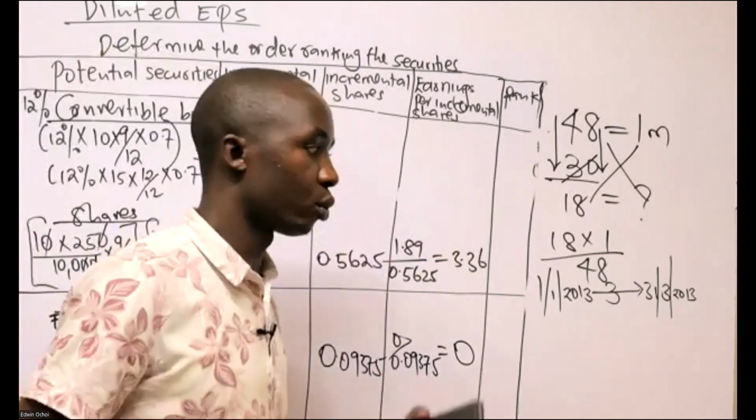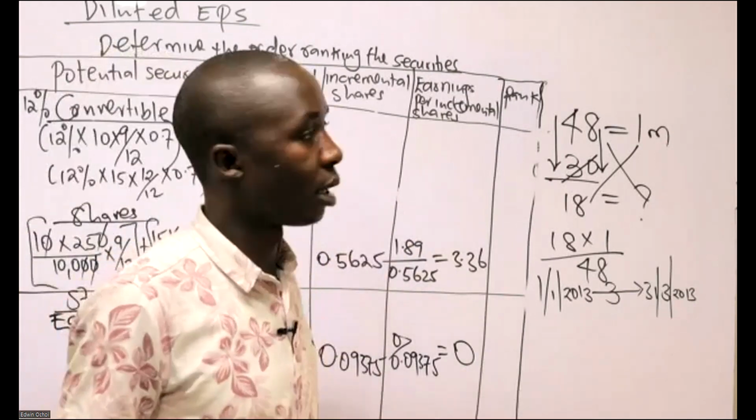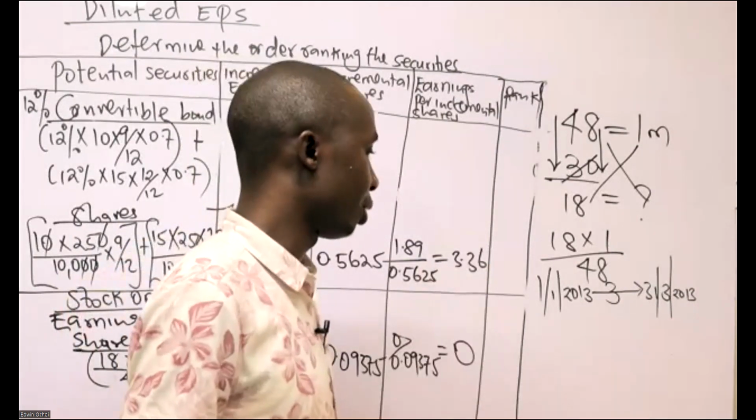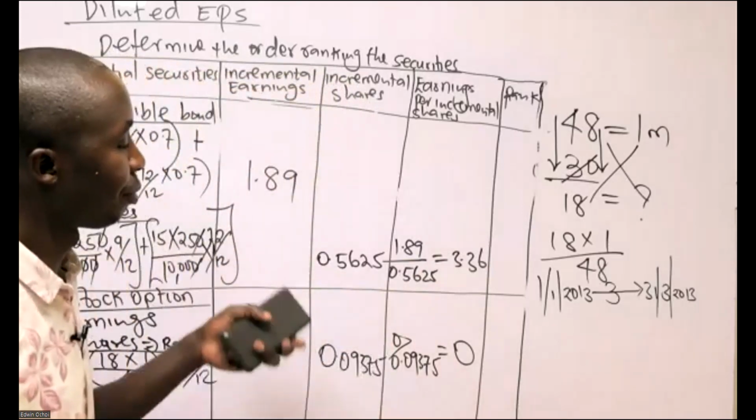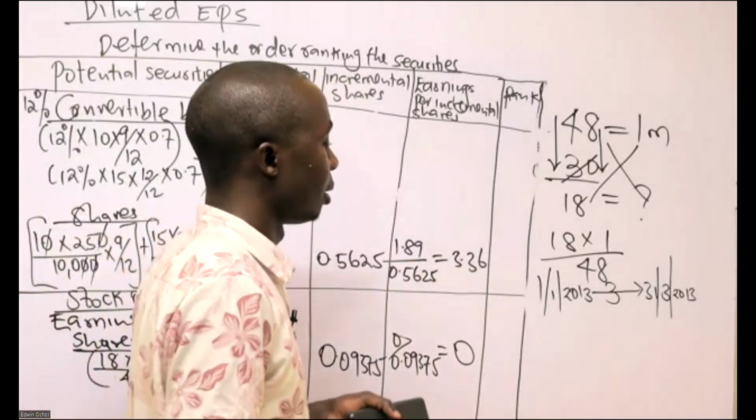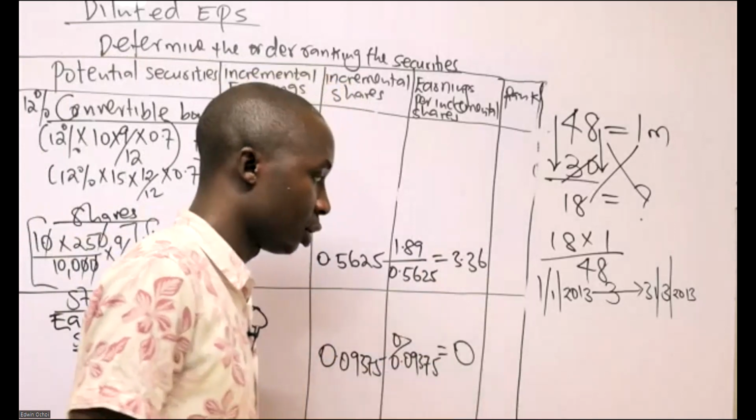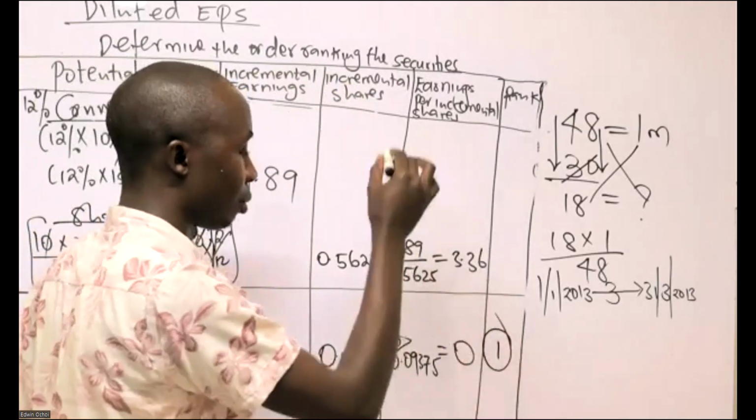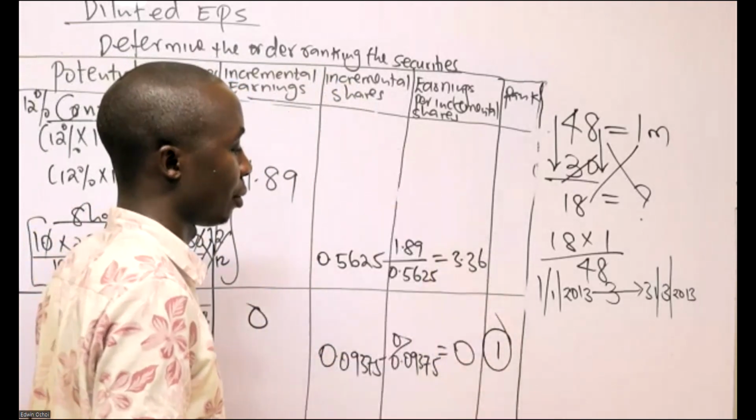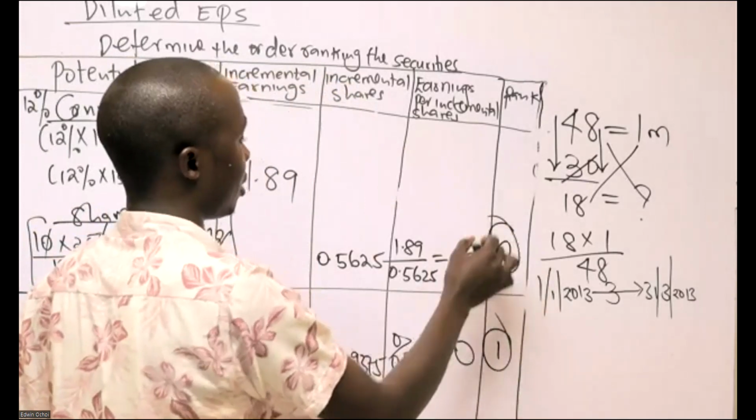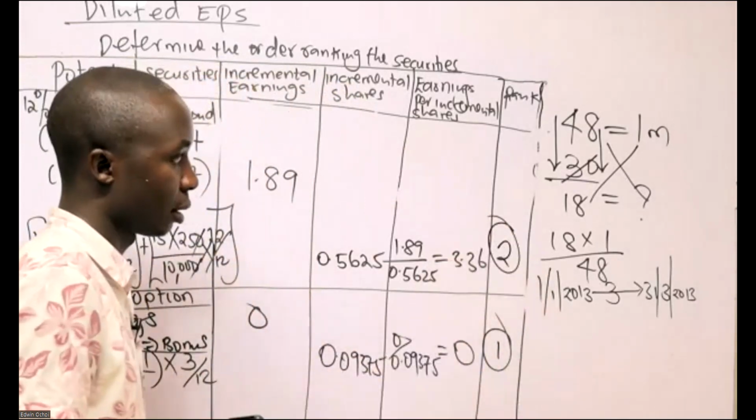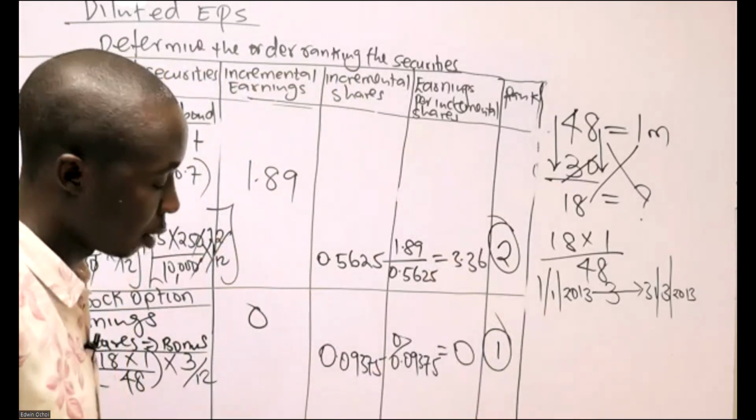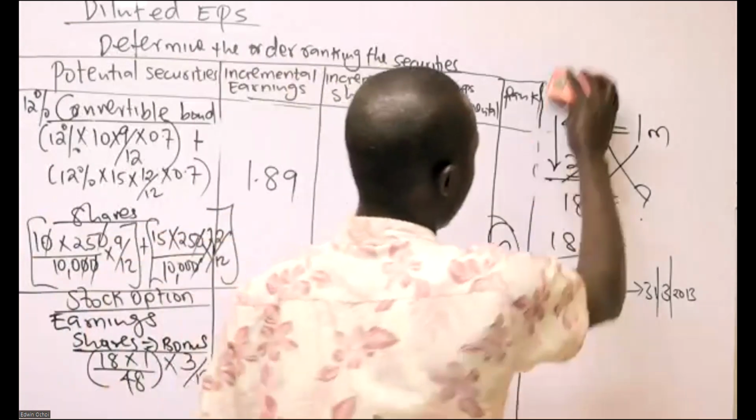How now are they going to affect my basic EPS? How will they make my basic EPS to be diluted? Which security has the least potential in diluting basic EPS? This is the one which has the least potential. That is my number one. Then this one is the second one. So 0, then 3.36. Based on the ranks, I will be able now to compute the diluted EPS.